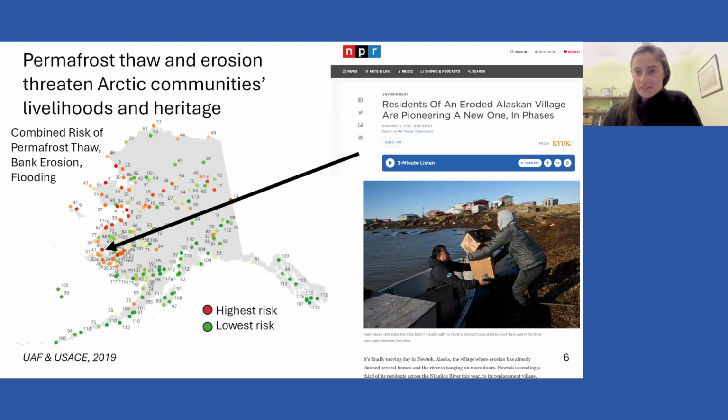So in general, this is not just a global problem from the carbon cycle standpoint, this is also a very local problem. There are many communities in Alaska and across the Arctic that are at risk of permafrost thaw causing ground collapse, bank or coastal erosion, and flooding. So this is one example of a news article on the right side talking about the village of Newtok in Alaska, which has been forced to relocate entirely as the village is being eroded into the river.